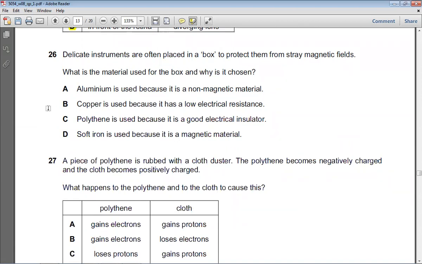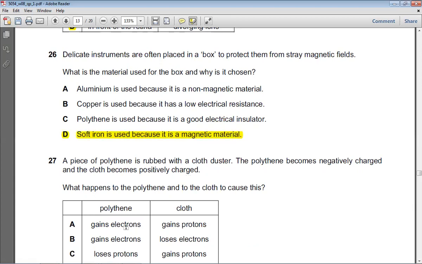Delicate instruments are often placed in a box to protect them from stray magnetic fields. What is the material used for the box, and why is it chosen? You know that the box must be of soft iron, and it is used because it's a magnetic material. It allows the magnetic lines to flow through it, and it does not let the magnetic lines come inside the box. We use soft iron because it's a magnetic material.